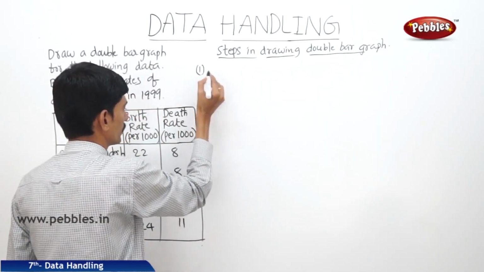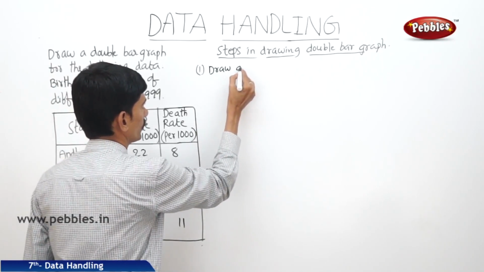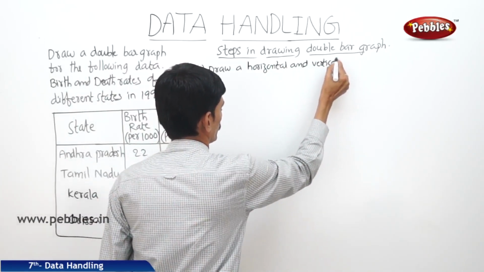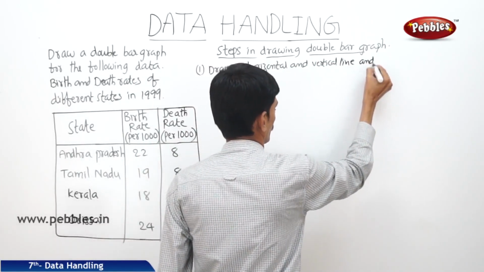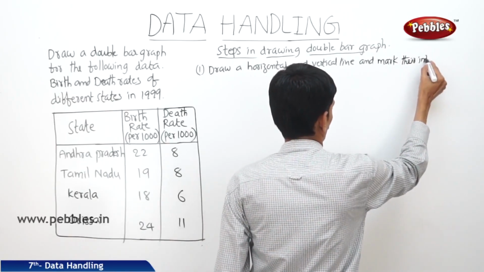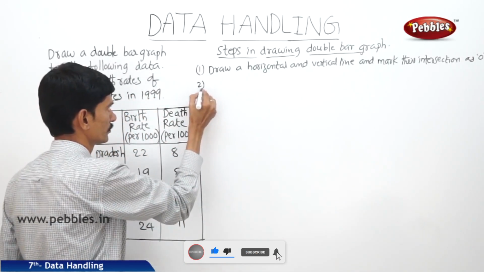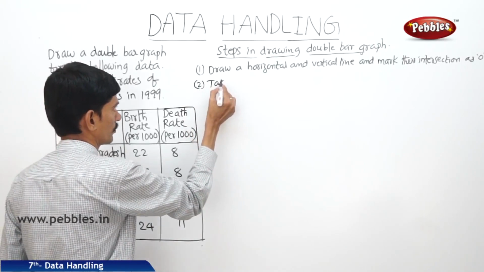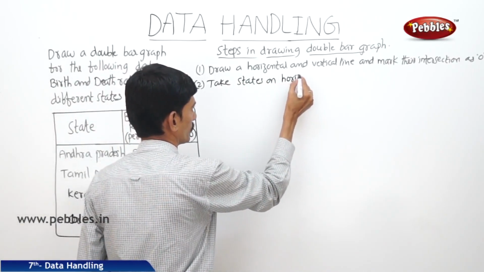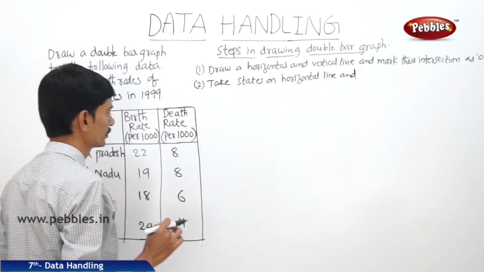First, draw a horizontal and vertical line and mark their intersection as O. Next, take different states on the horizontal line and birth and death rates on the vertical line.